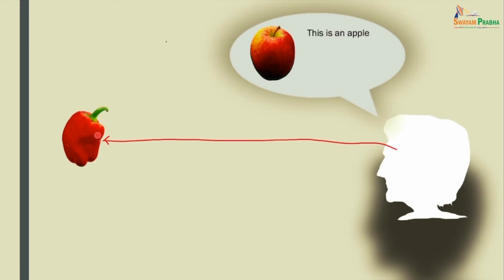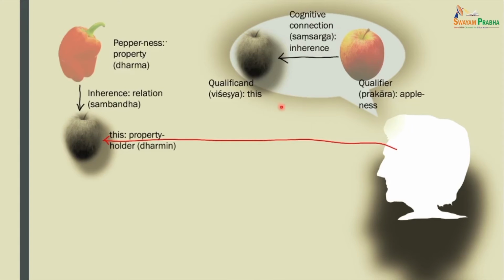So you see this object which does not have appleness, and you cognize this is an apple. Now, what is the philosophical analysis of it? This is the tagged picture of it. So you have the qualificant, which is this, and you have appleness as the qualifier, but the property which appears as the qualifier, that is appleness, does not really belong to the thing that appears as this, right? Because it doesn't have appleness. So it has the absence of appleness, although appleness appears as the qualifier in the cognition. That is the reason this cognition is invalid.